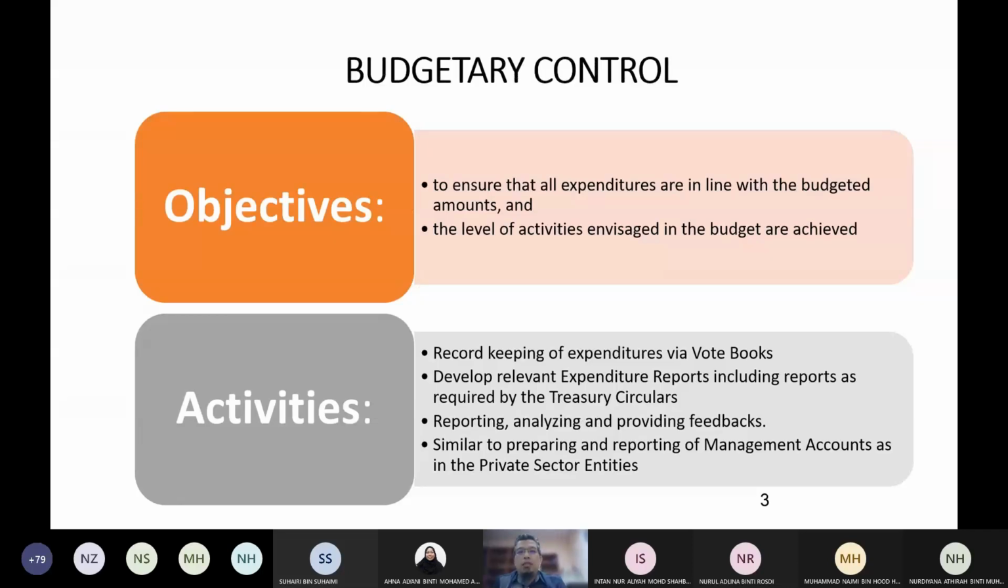Okay, the objective is to ensure that all expenditures are in line with the budgeted amounts and the level of activities envisaged in the budgets are achieved. So when we discuss line item budgeting, basically government agencies receive budget allocation. It's just like yourself, isn't it? You receive a scholarship, so that's basically a form of budget given to you.